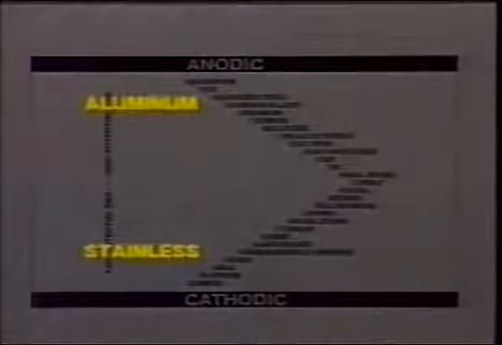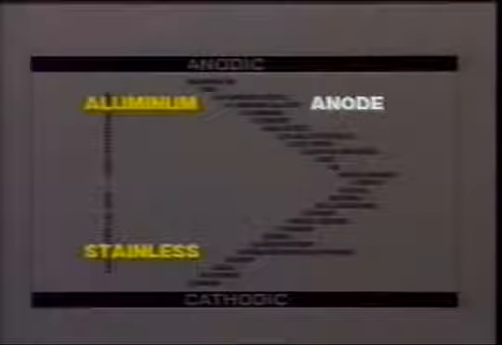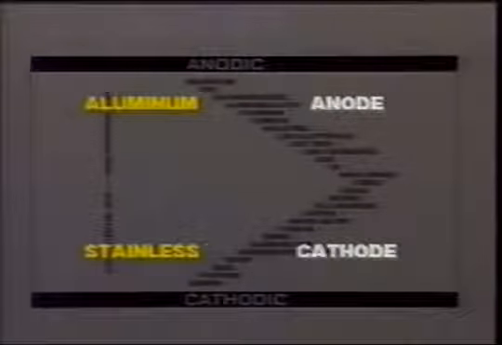Let's see how our example of the aluminum aircraft skin and stainless steel fastener looks on the galvanic series chart. Aluminum appears higher on the chart than stainless steel, which means that the aluminum will act as the anode and the stainless steel fastener as the cathode. This means that in a corrosive environment, there will be rapid corrosion of the aluminum skin where it contacts the stainless fasteners. On the other hand, if two metals are close to each other on the galvanic chart, corrosion will occur but not as quickly.